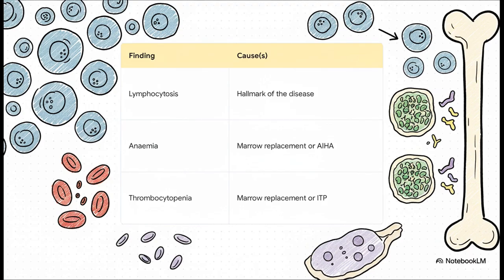The really crucial thing is to understand why they're low. Is it because the bone marrow is just getting crowded out by all those leukemia cells? Or is it something else, like an autoimmune attack, which is a really common complication here?